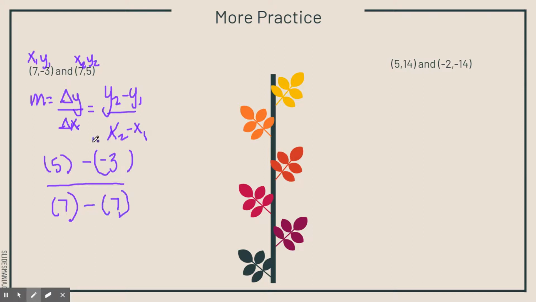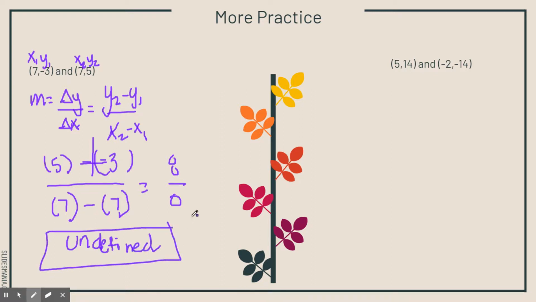Okay, whenever I subtract a negative, remember it's the same thing as adding. So 5 plus 3 is 8. But 7 minus 7 is 0. Uh-oh. Can I divide a number by 0? No, I cannot. So this is an undefined line. This is a line that goes straight up and down. It's undefined. All right, let's move on to our last one here.